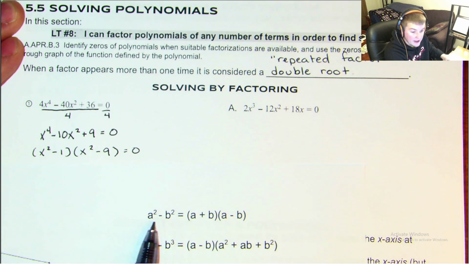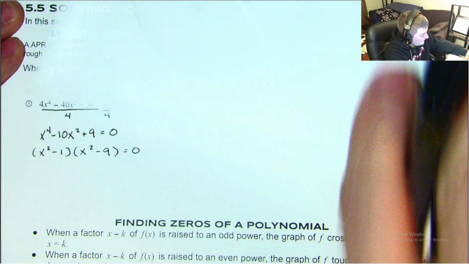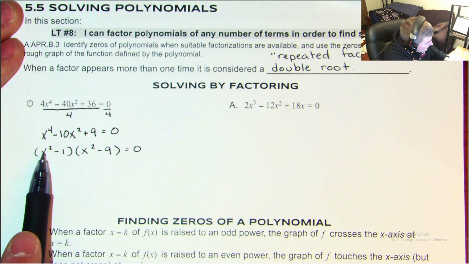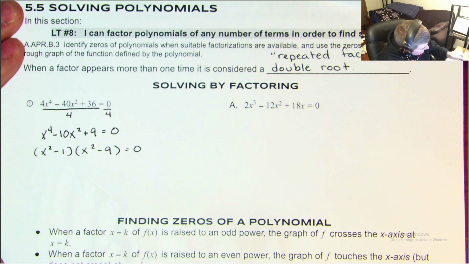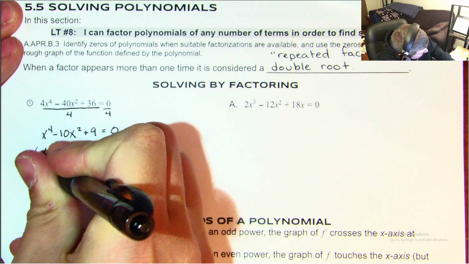So this special pattern says a squared minus b squared factors into a plus b times a minus b. So we need to find the root of each of these, right? The root of x squared is x. The root of 1 is 1. So this here is going to factor into x plus 1 times x minus 1.